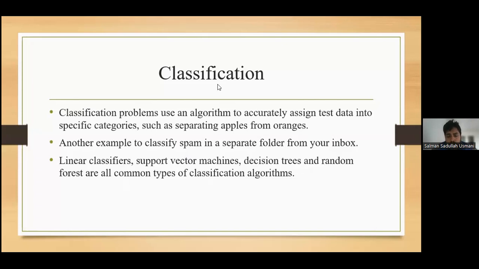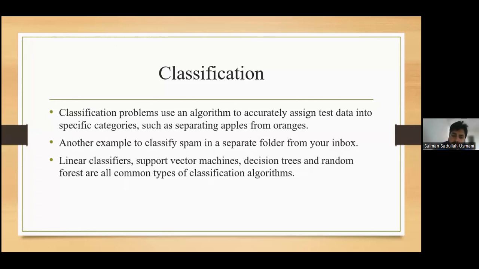Next, there are so many classifiers: linear classifier, support vector machine, decision tree, and random forest. These are examples of classification models. I have not made slides for this because the basic idea behind classification I have already given, but the difference between these common classification algorithms lies in the algorithm or the mathematics they use in the background. That's why I have not included slides about the linear classifier, support vector machine, decision tree, and random forest, because it would be too complex to understand.